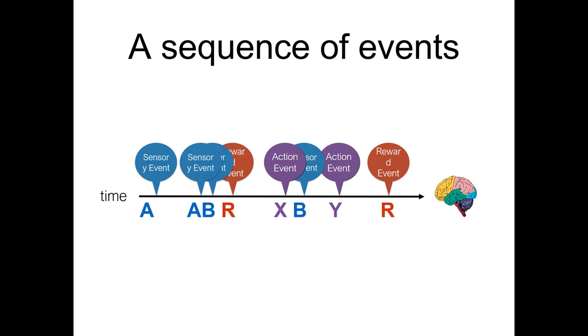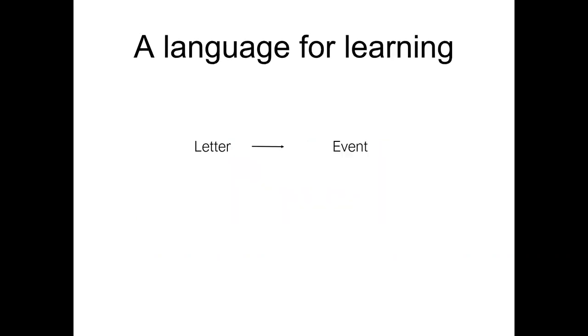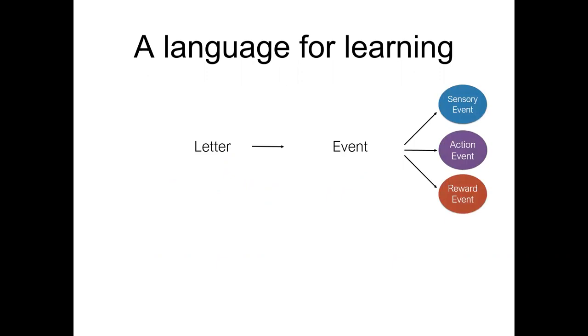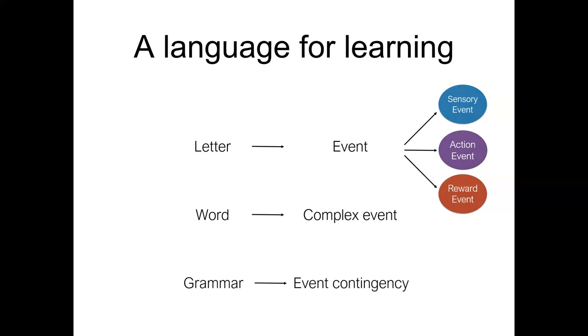If we can label these events as letters, actually we can consider this a language of nature. Each event is a letter, and here the events include sensory events, action events, and reward events. When certain events always happen together as a complex event, you can consider this a word, right? And in the end, you could consider the complicated event contingency as the grammar of this language of nature. Once you learn this grammar, you should be able to solve the decision-making problem in general. And that's our idea.